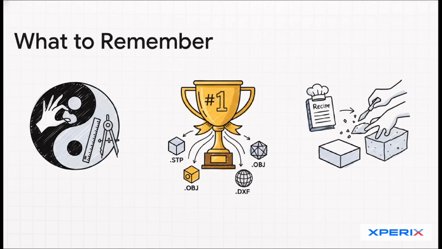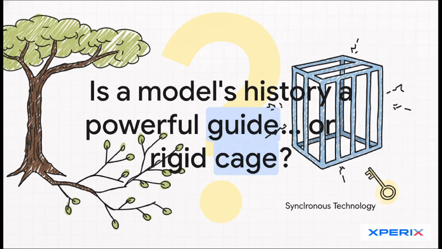And finally, the philosophy itself is the real mind-bender. It stops you from just being an editor of a historical recipe, and instead it empowers you to be a direct sculptor of your design. Which really leaves us with one final thought I want you to chew on in your own work. You know, the history tree was originally created to be this powerful guide, right? To protect design intent and make sure everything was stable.